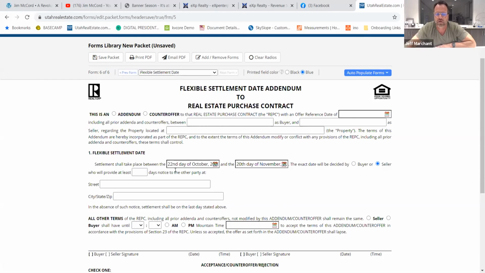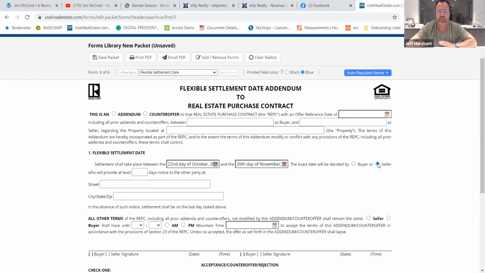We're going to close, and this would reflect the date on your REPC, right? Section 24D. This is your settlement deadline. This is now an addendum to your REPC, so it's going to replace that, right? It's changing what's on the prior contract or addendum. So now you're saying, okay, on the offer, we're going to close by the 22nd. Here's an addendum. We can close anywhere between the 22nd of October and the 20th of November.